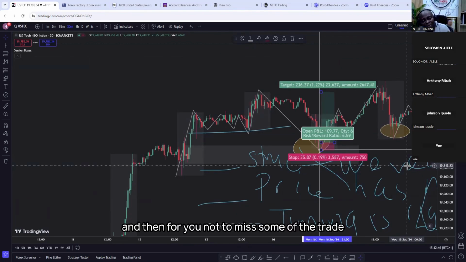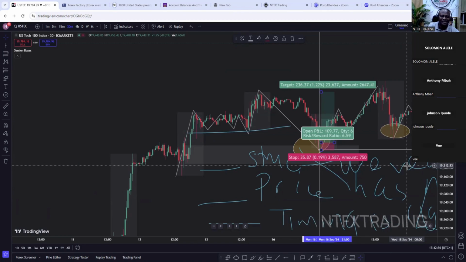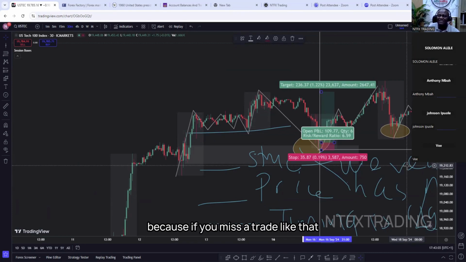And for you not to miss some of the trades, it's very painful. After monitoring inducement, monitoring everything, you now achieve mitigation. You now come to your entry, you are now missing the trade. You know that it can make you cry. Because if you miss a trade like that and it goes to hit your TP, it's more or less like you have lost money, even though your account is intact.